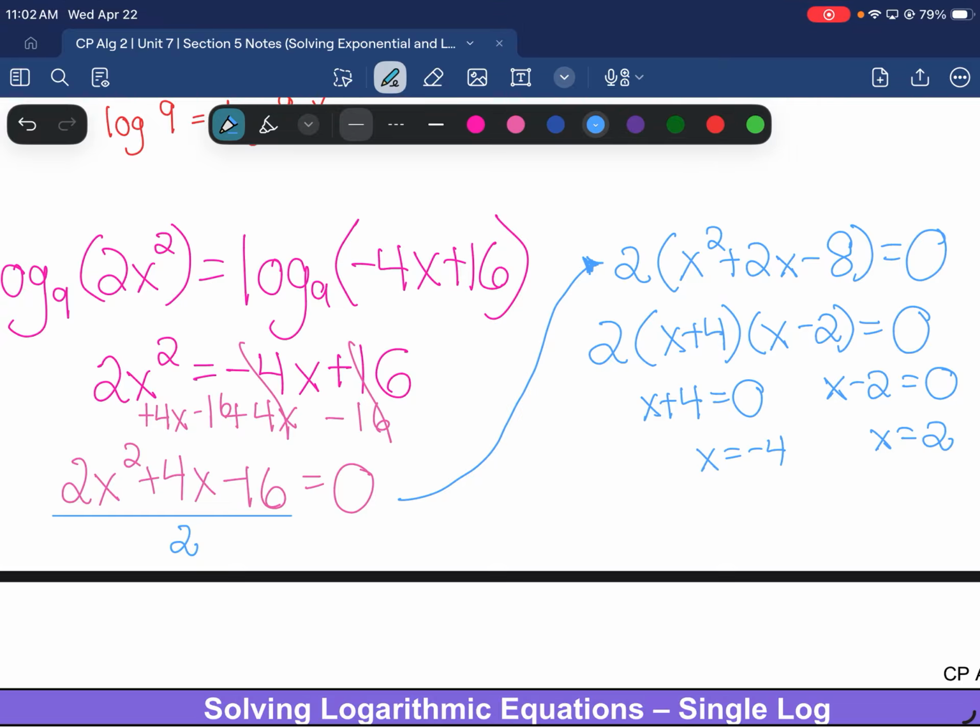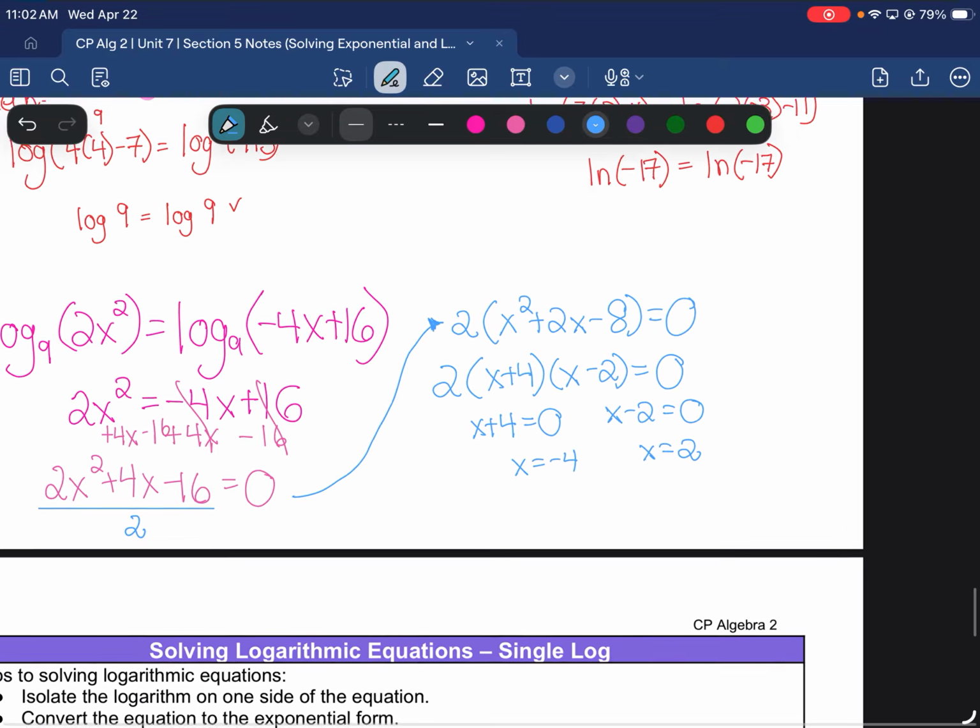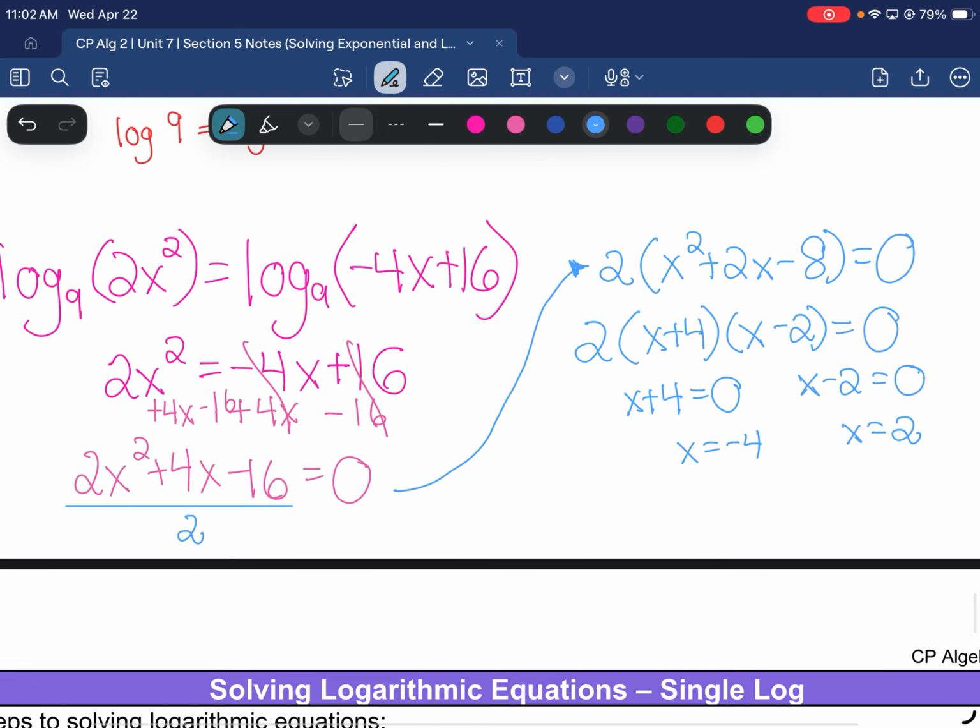I got 2 answers, which means we have to check both answers. Are there some cases where one may be wrong, or both may be wrong, or both may be true? So here was my warning to you. Plug it back into the original, with the log? Yeah.